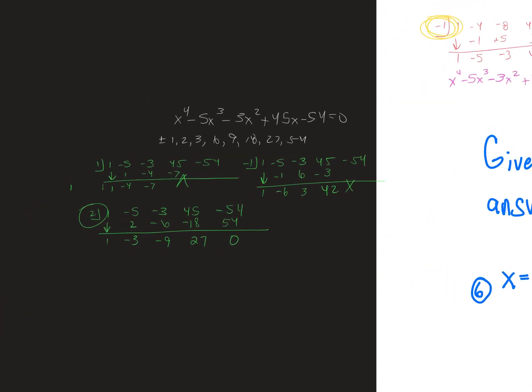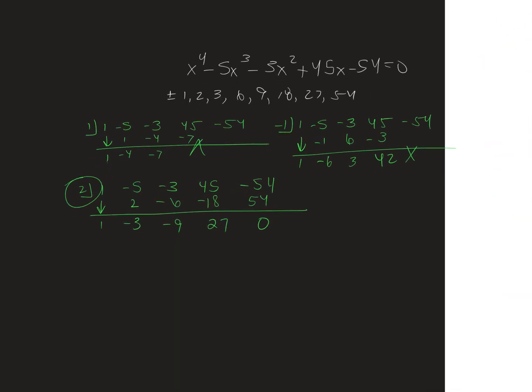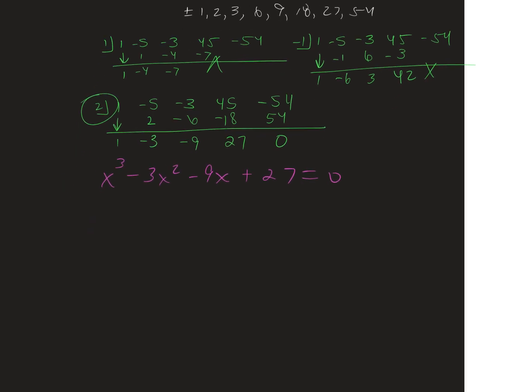What is my resulting polynomial right here? I found 2 of my answers. I still have 3 hidden. This is x cubed minus 3x squared minus 9x plus 27 equals 0. Now at this point, there's no GCF, but we are starting to find that there's something else we can try here. Let's try to group it.